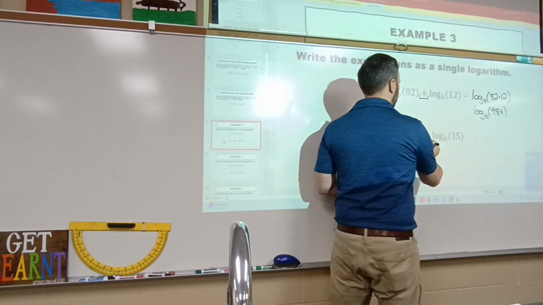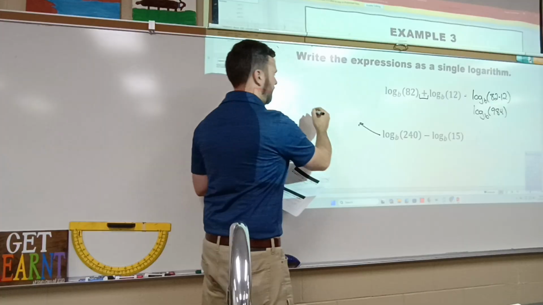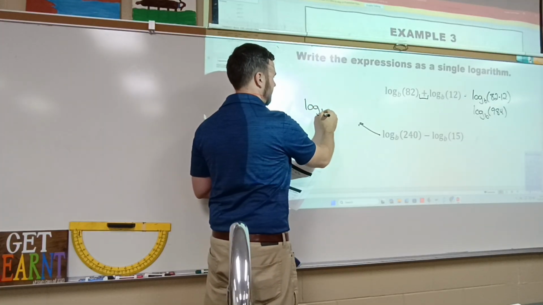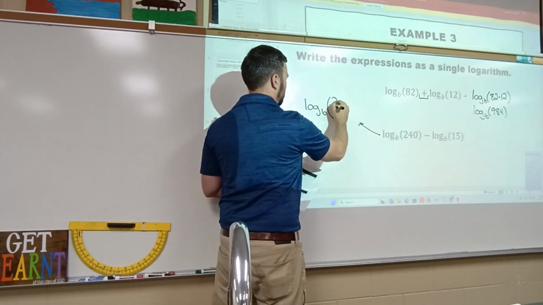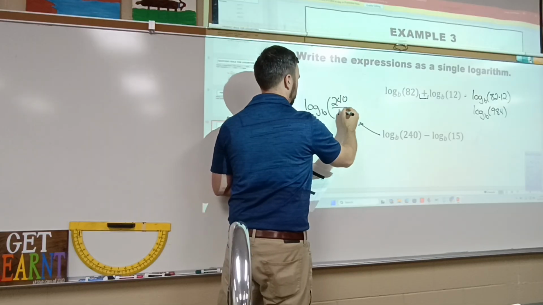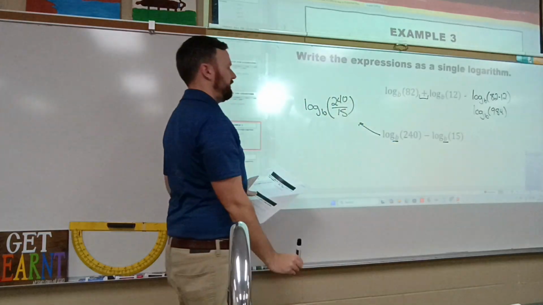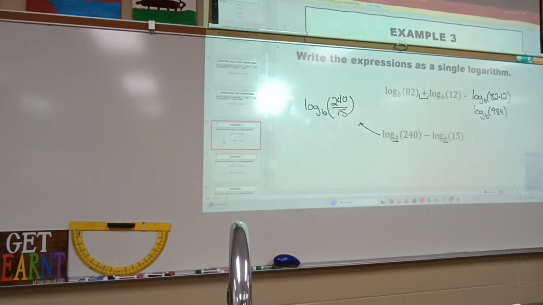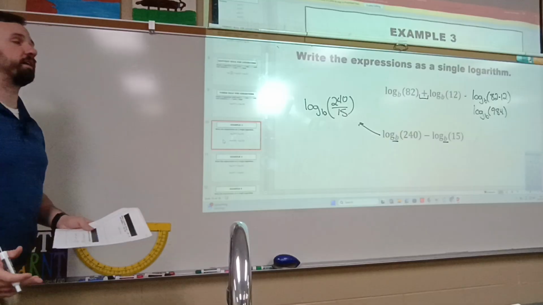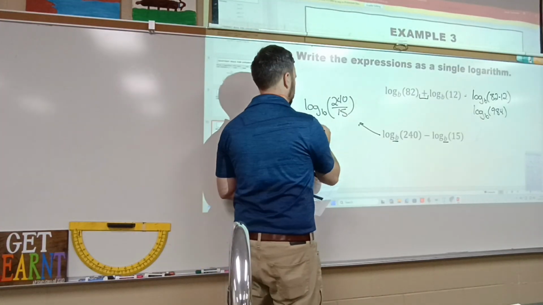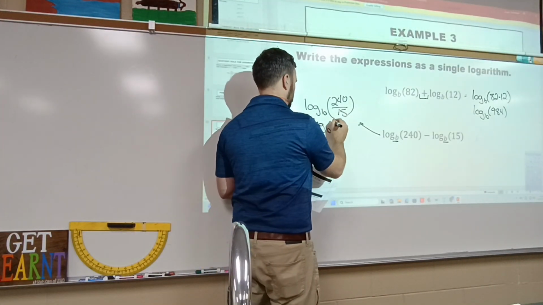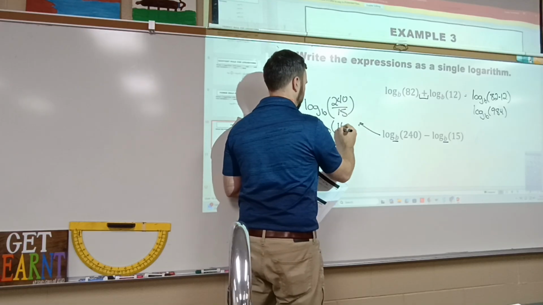If I subtract, I divide. Check your bases. Make sure they're the same, okay? I don't think I do in here, but there might be times if those bases are not the same, you cannot combine them, okay? That's, I think, 16. Yep.